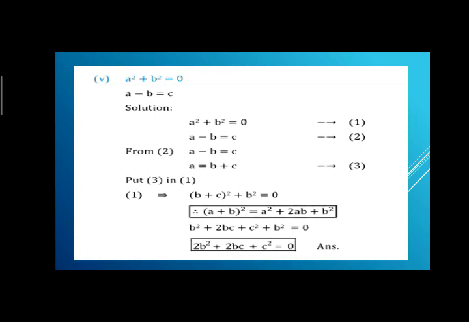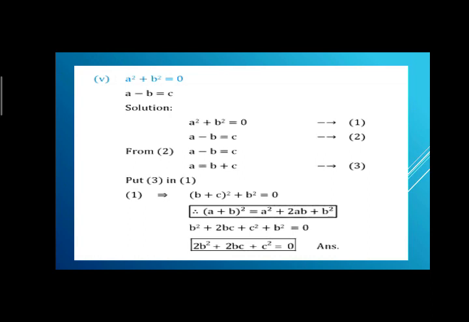Here we have two equations: a square plus b square is equal to 0, and the second equation is a minus b is equal to c. Similarly to question number 1, firstly you find the value of the variable you have to eliminate from either of these two equations. So here we pick equation number 2. In this equation we easily find the value of a. Where a minus b is equal to c, when this minus b is shifted toward the right hand side, the value of a is equal to b plus c. We name this equation number 3.